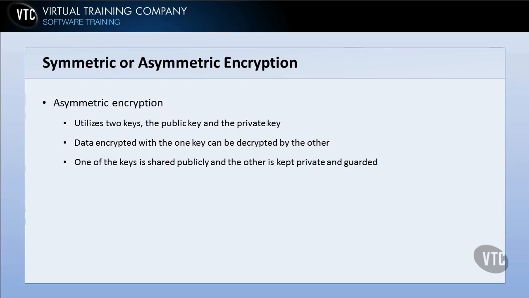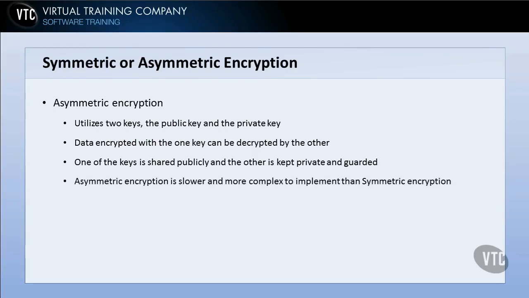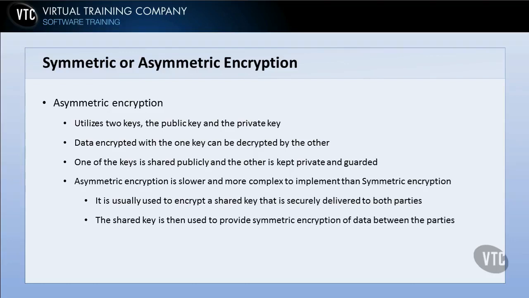Now, asymmetric encryption is slower and more complex to implement than symmetric, and so you want to use it in higher security situations where the less efficient, more time-consuming method is worth it based on the security that it provides, whatever your data is. It's usually used to encrypt a shared key that is securely delivered to both parties, and then the shared key is used to provide symmetric encryption between the parties.